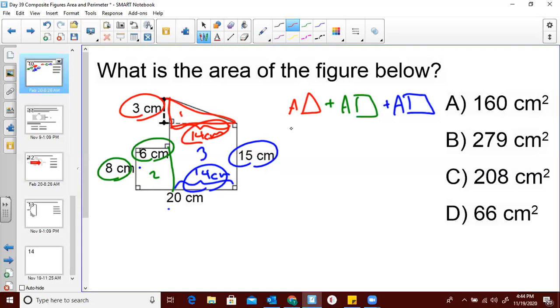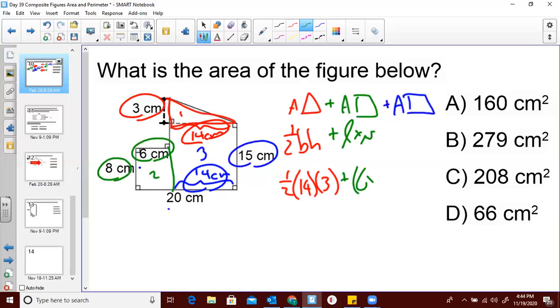Well, the area of a triangle is 1/2 base times height, so that's going to be 1/2 times 14 times 3. And we're going to add our area of a rectangle, which is going to be length times width, and we have them circled, so that's going to be 6 times 8. And then we are going to add the area again. It's going to be length times width, and that's going to be 15 times 14.